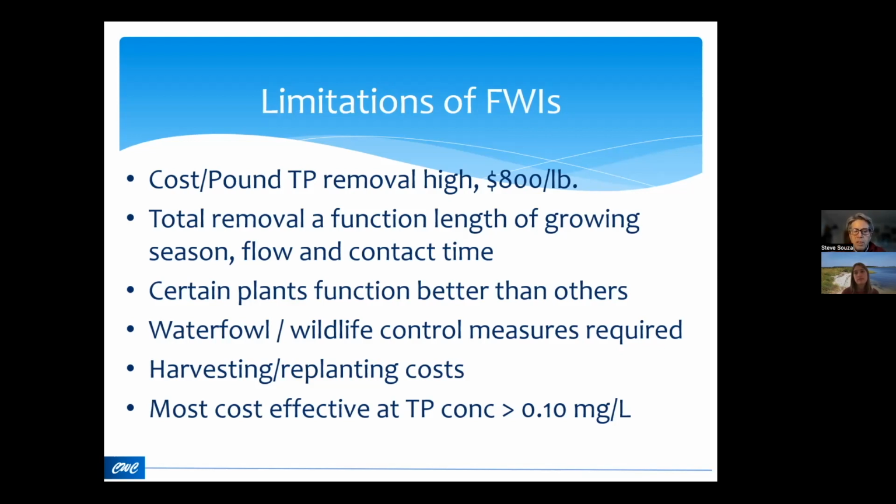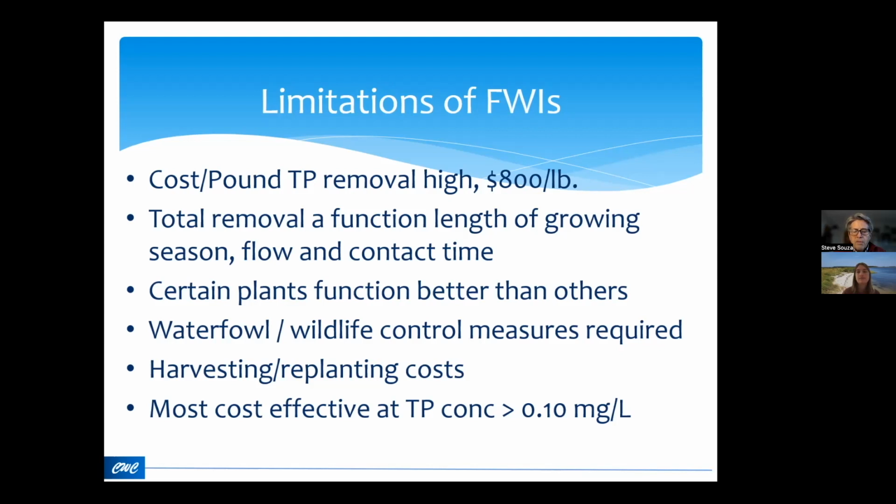As I mentioned and illustrated, you definitely need to protect the islands during at least the first year of installation from impacts by waterfowl or maybe other wildlife. After about 4 or 5 years, the plants should be harvested, and there's going to be some replanting costs associated with that.